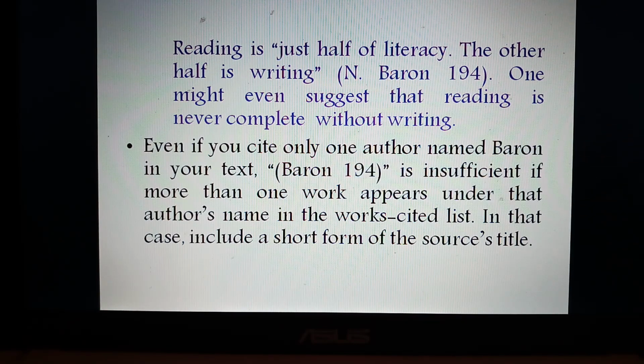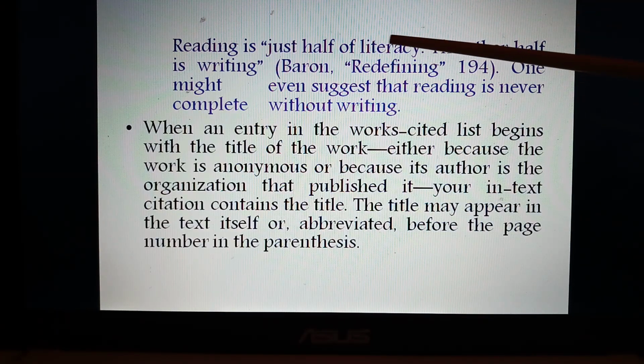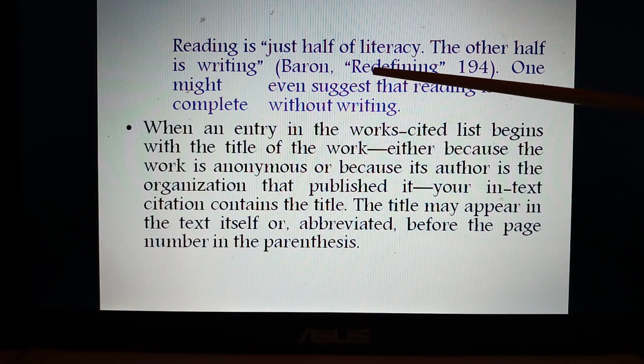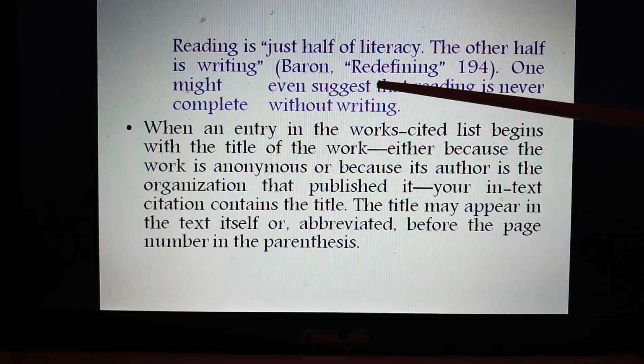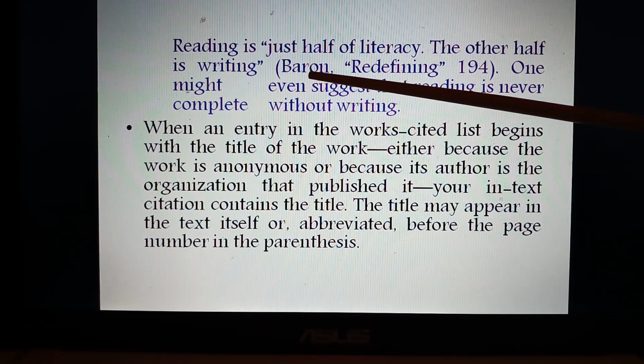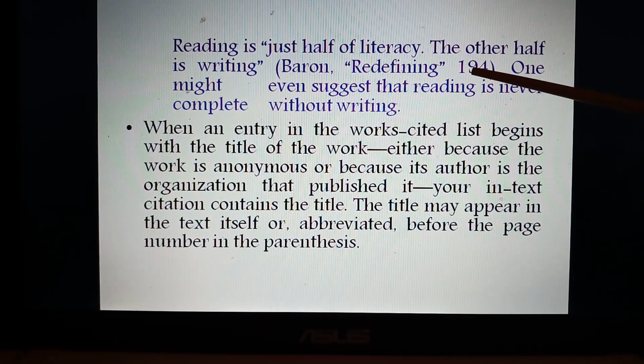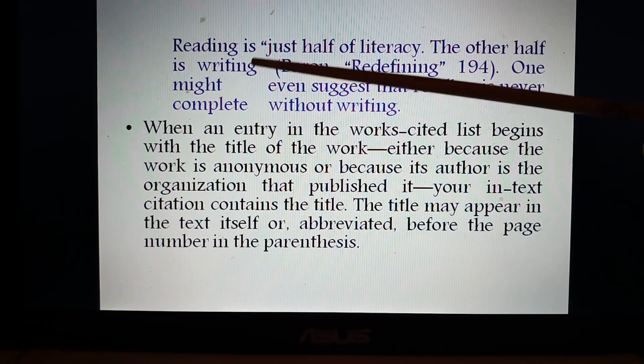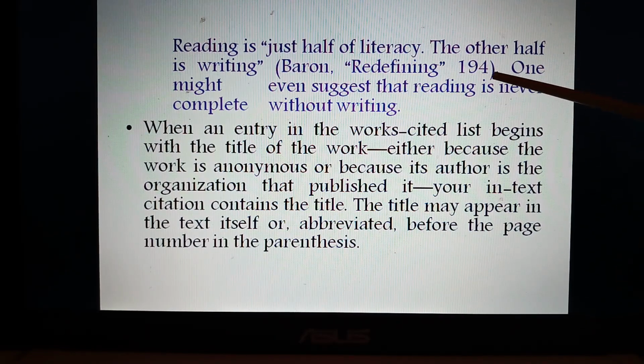Even if you cite only the author named Baron in your text, it's insufficient if more than one work appears under that author's name in the works cited list. In that case, include a short form of the source's title. The example is given here. Even if the name is shared, then you can write the short form of the source. This is the article or source you have borrowed from and it was written by this writer, Baron, and this is the page number on which this quotation was written. So it is inside the parenthesis.